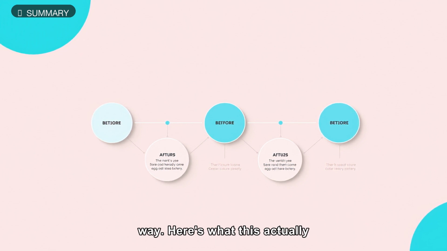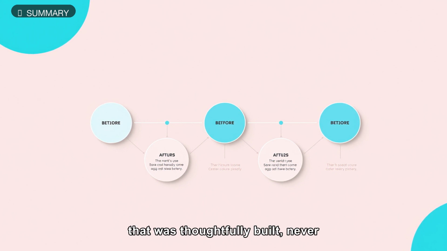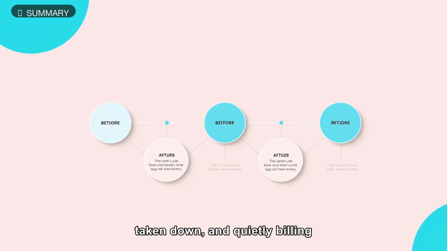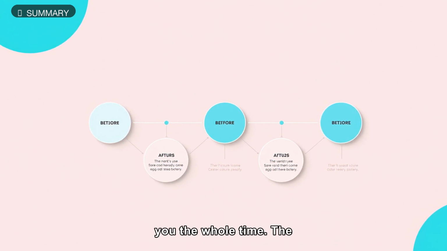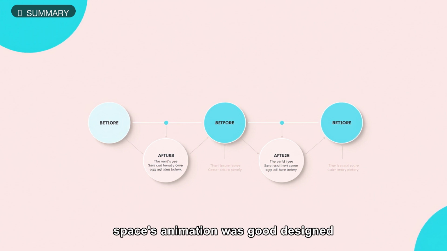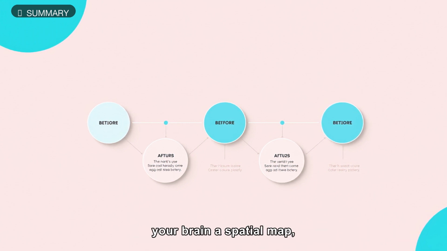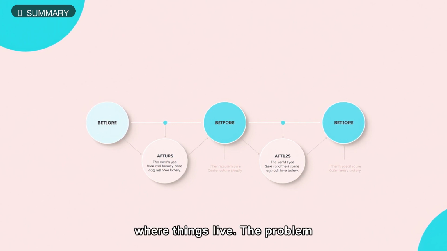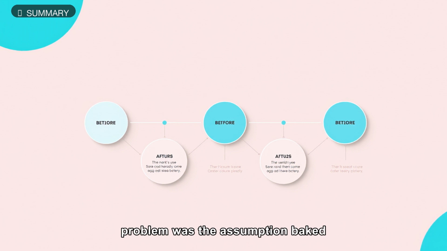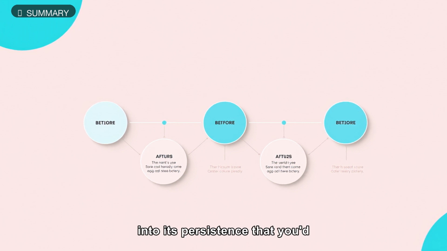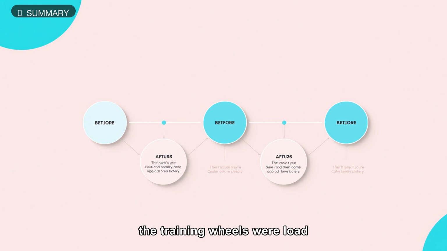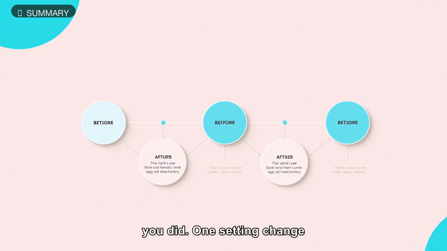Here's what this actually came down to: a scaffold that was thoughtfully built, never taken down, and quietly billing you the whole time. The Spaces animation was good design for day one. It gave your brain a spatial map, a sense of left and right, a way to know where things live. The problem was never the animation. The problem was the assumption baked into its persistence, that you'd need the tour indefinitely, that the training wheels were load-bearing, that the interface knew your skill level better than you did.